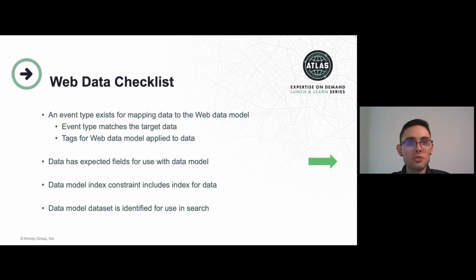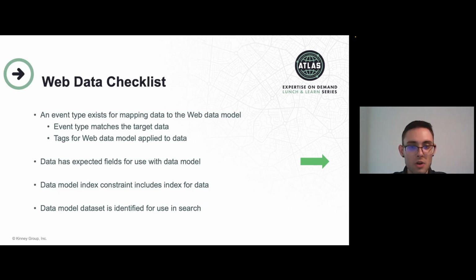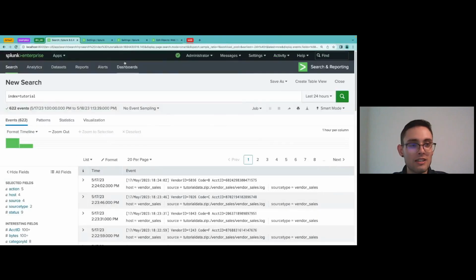There is an additional step, which is very important in data model performance, and that is making sure that index constraints are, number one, configured at all, and number two, that they are inclusive of your target index that you want to be working with, searching through the data model. And then the last piece, and this is really important for actually writing your queries, is recognizing the data sets within the data model that you want to be using. So I'm going to cover all of those, exploring in Splunk here.